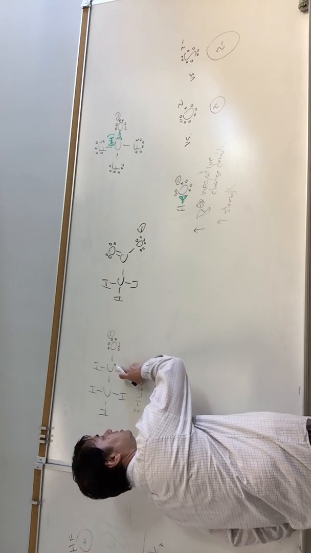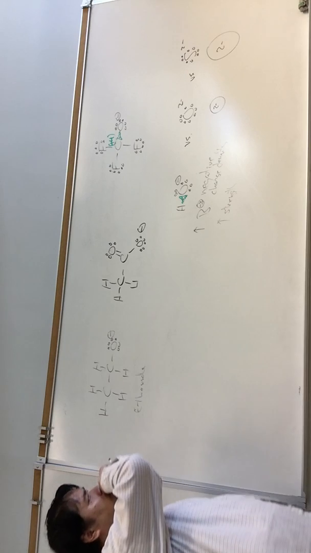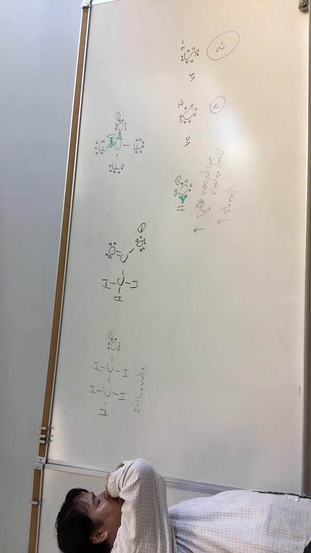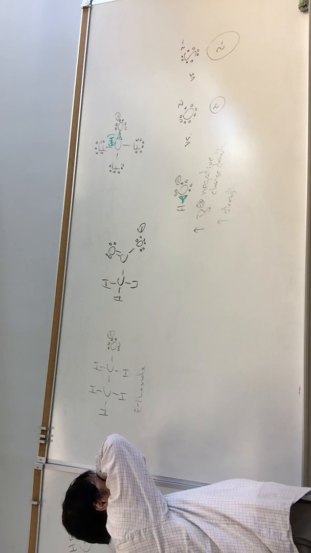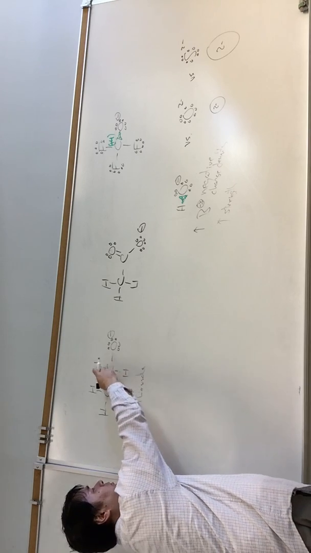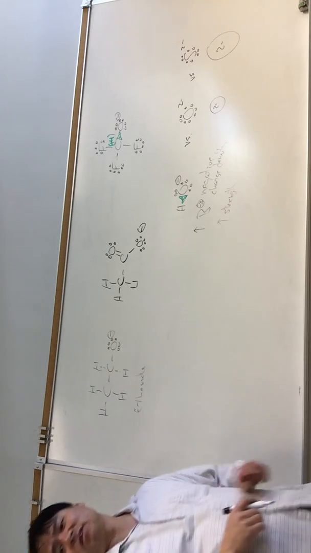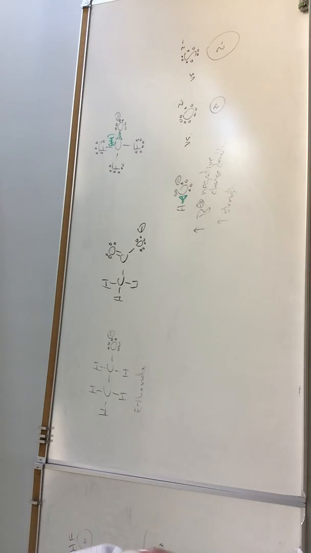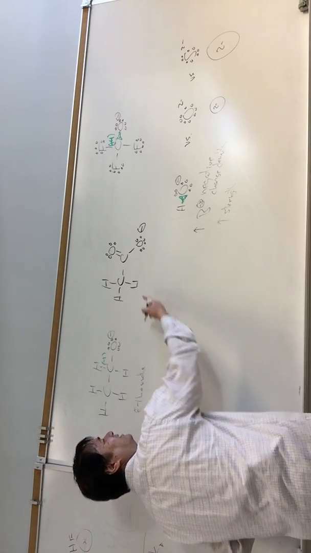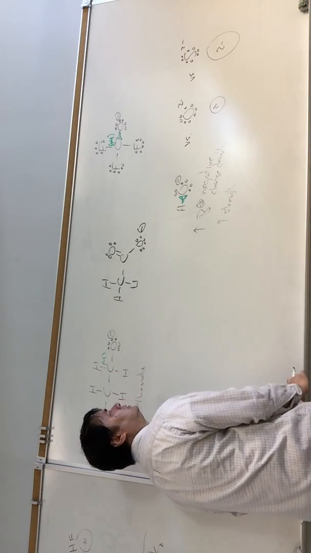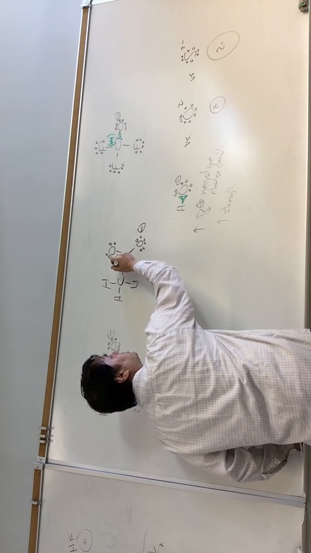Well, let's look at the oxidation states. What's the oxidation state of this carbon here? 2, 4, 5 means minus 1. What's the oxidation state of this carbon here? Yeah, this would be 1. And so +3, right?